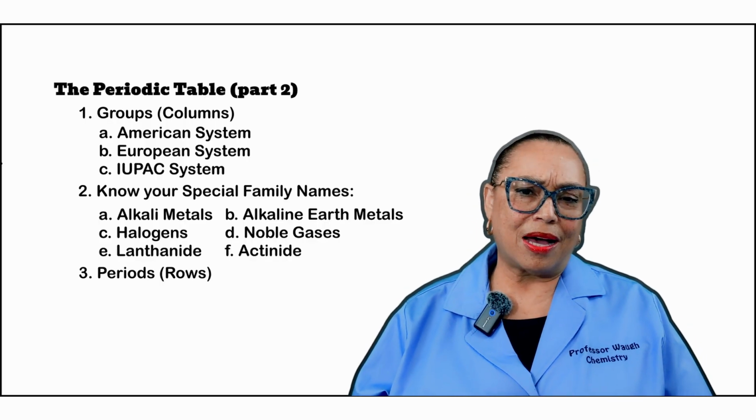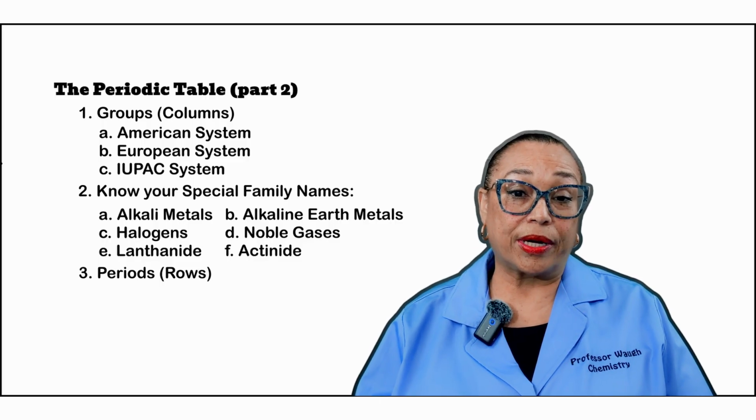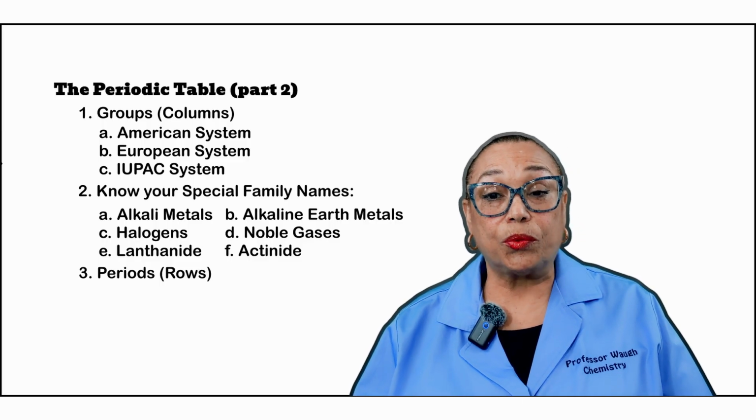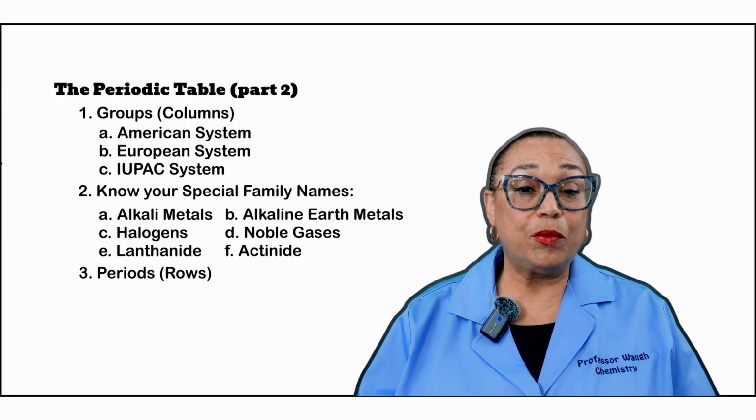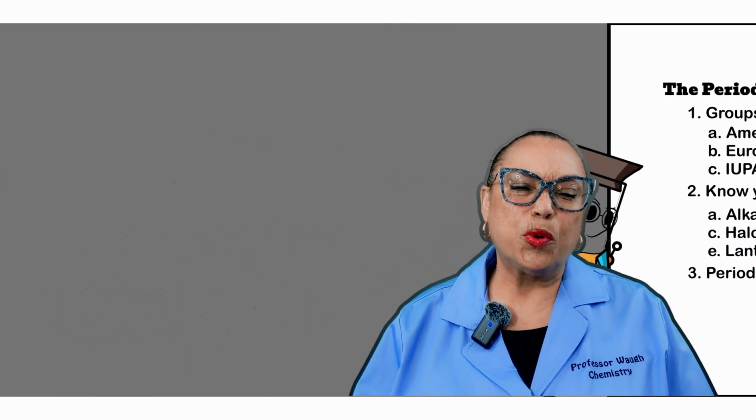But it's not just the columns or groups. The periodic table is also organized by their rows, called periods. The number of the periods denote the energy level of the element, which we're going to discuss in depth later.